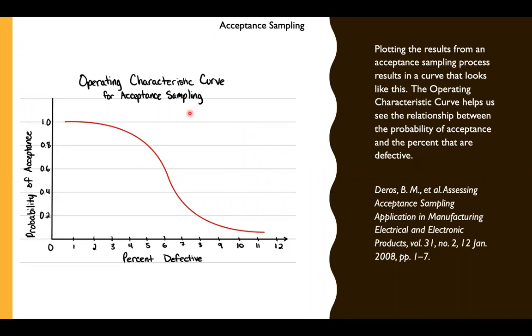This is what's called an operating characteristic curve for acceptance sampling, which basically shows the relationship of the defective rate compared to the probability of accepting that shipment. Now, as you see, the higher the defective rate of that sample you take from that initial population, the lower the probability of you actually accepting that shipment of things.